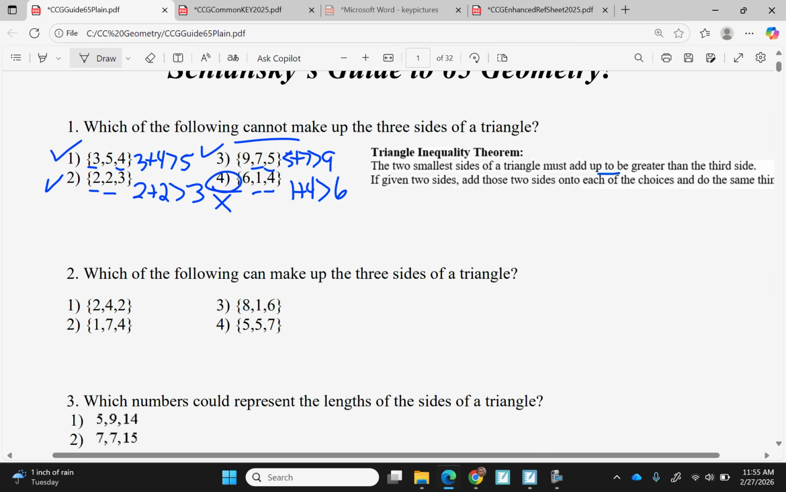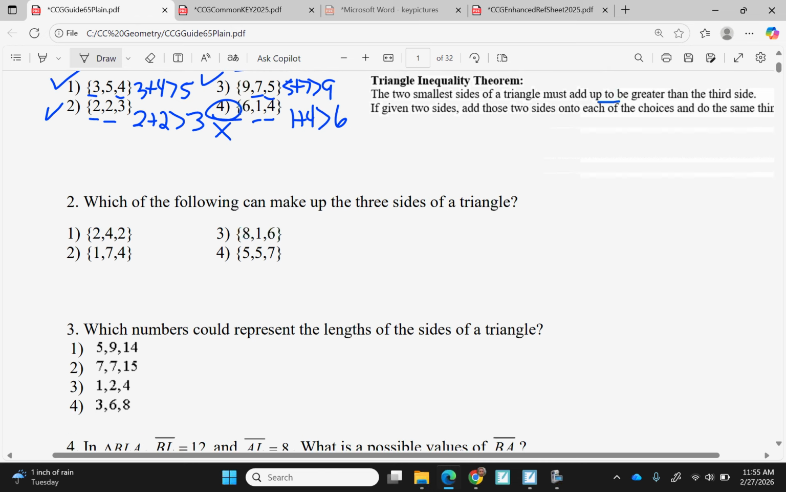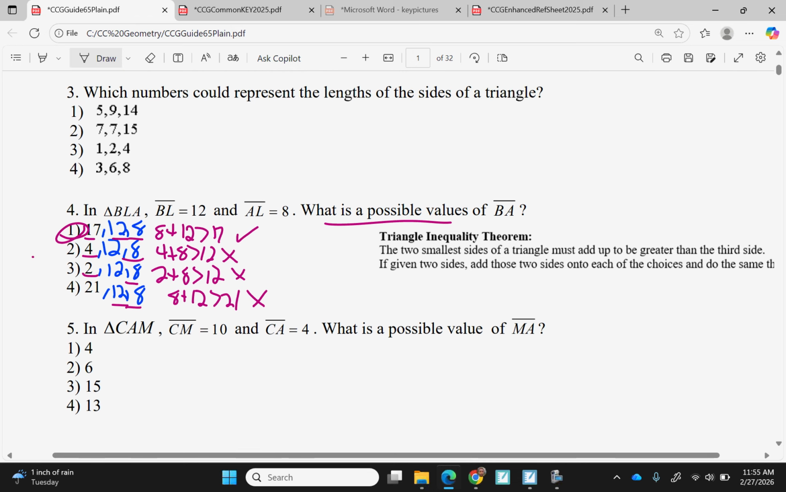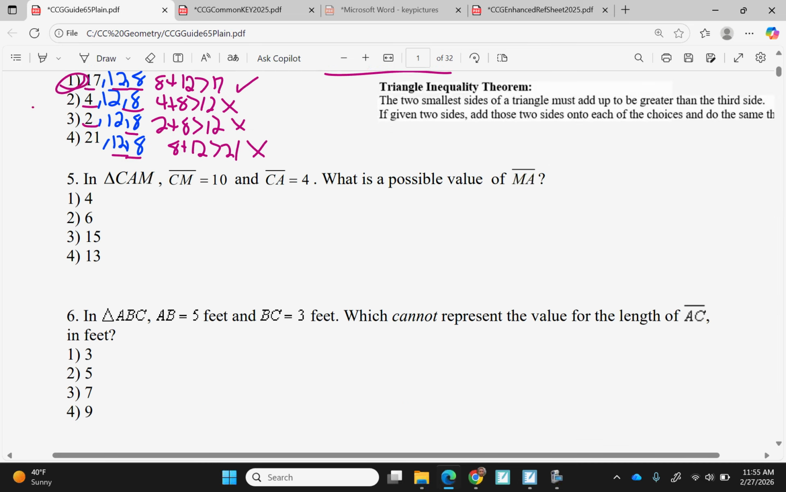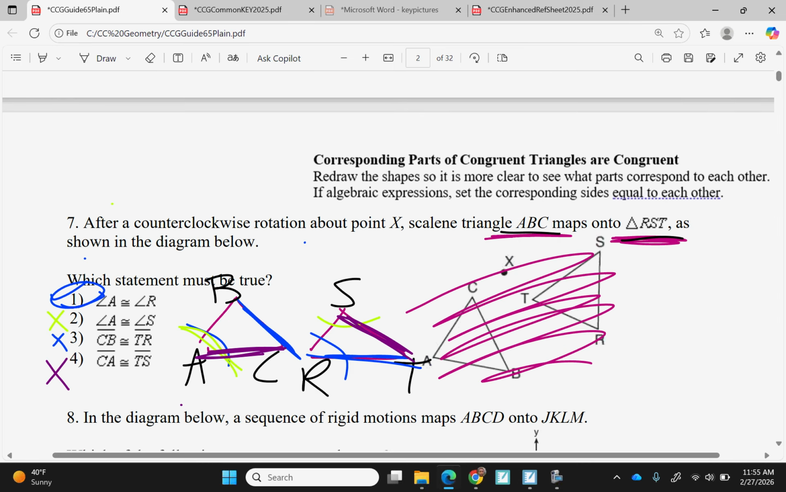Sides of a triangle: the 2 smallest sides must add to be more than the 3rd side. If they give you 2 sides, you add them onto each of the possible choices, and then you do the same thing. The 2 smallest must add to be more than the 3rd.